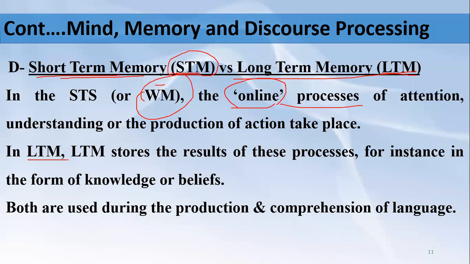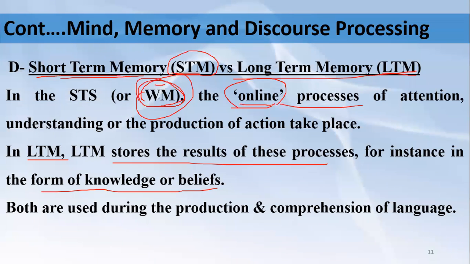I'm coming to the explanation now. What happens in the long-term memory? It stores the results of these processes, for instance, in the form of knowledge or beliefs. Now I'm thinking about my future plans, or I'm perceiving and interpreting the speech of a politician. So what am I doing at the moment? I'm using my short-term memory, my working memory. That is the online process of attention, understanding, and production of social actions.